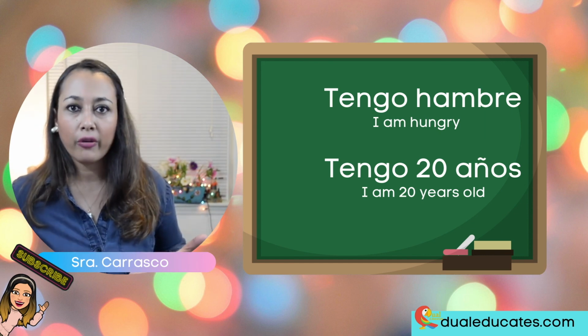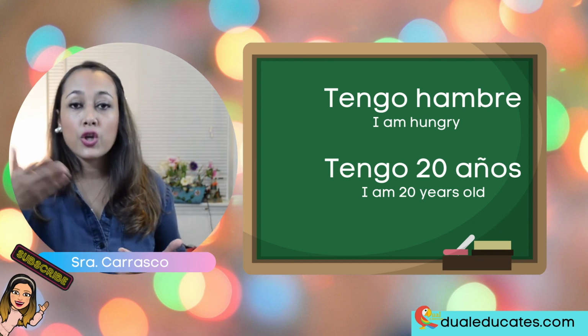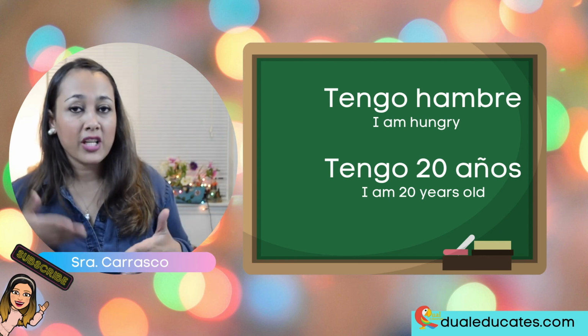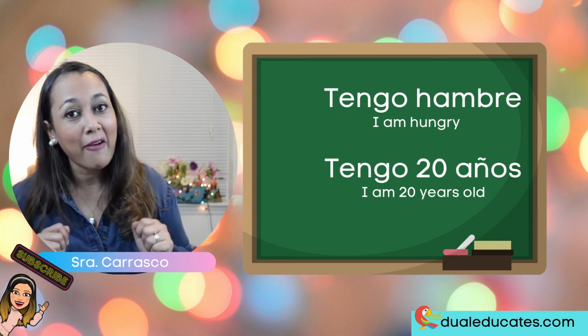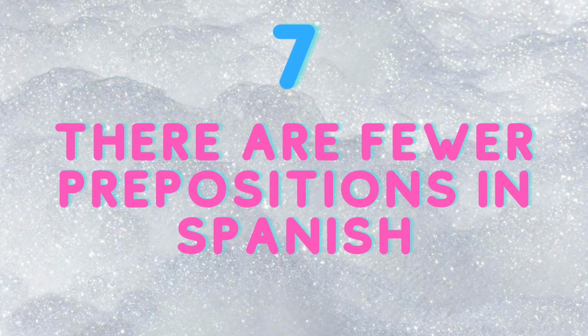In English, you use the verb to be to express feelings, but in Spanish, we use the verb to have, tener.